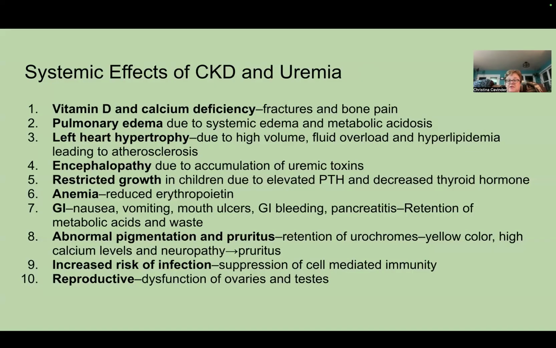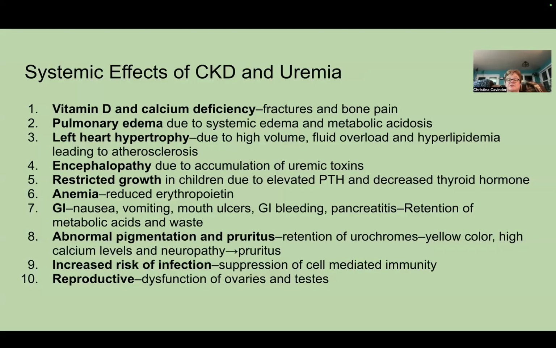So your bones become very brittle. You have bone pain and fractures. Pulmonary edema, this is due to that systemic edema because of the loss of proteins, and that can lead to metabolic acidosis. Left heart hypertrophy, this is due to high volume because you're retaining all that fluid because it's not going out in the kidneys. You have volume overload, and then you also have that hyperlipidemia that leads to atherosclerosis. So you can't get the blood out of the heart because you have all this resistance.